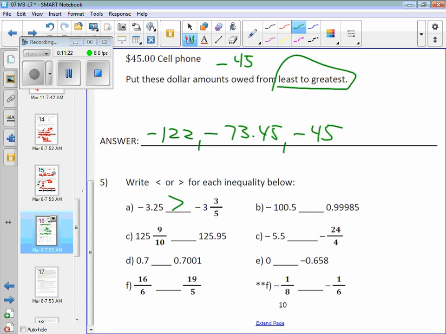This is 5A. Right? 5A. Because remember, this is negative 3.6. This is a greater number. Okay, let's move on.